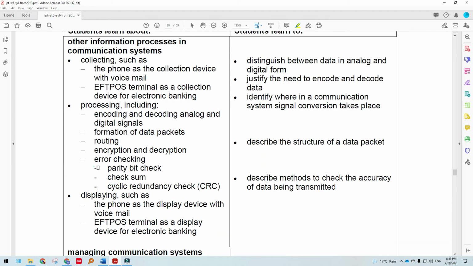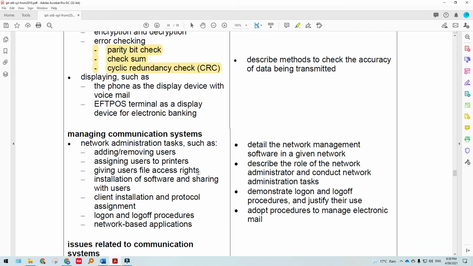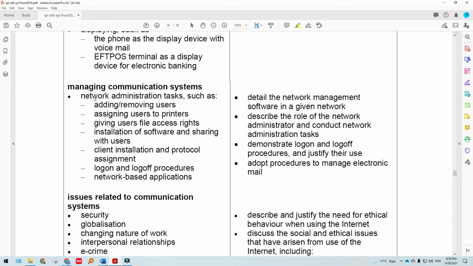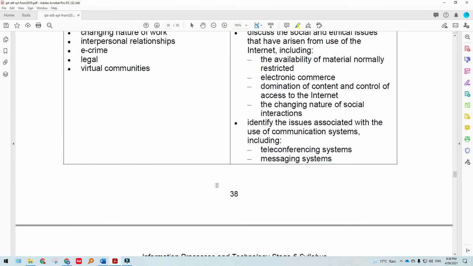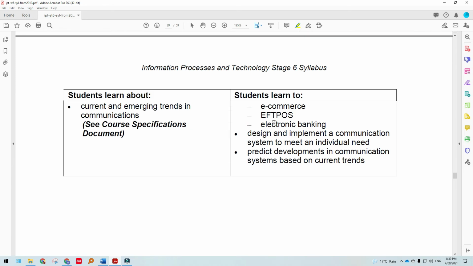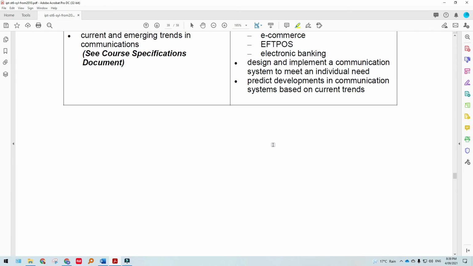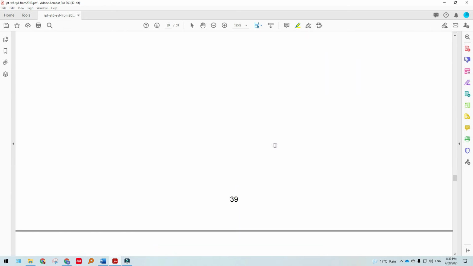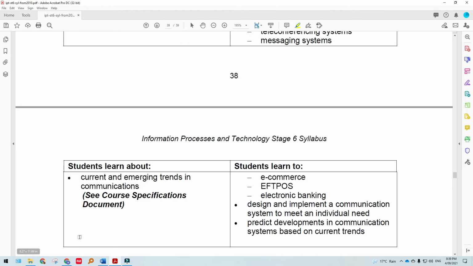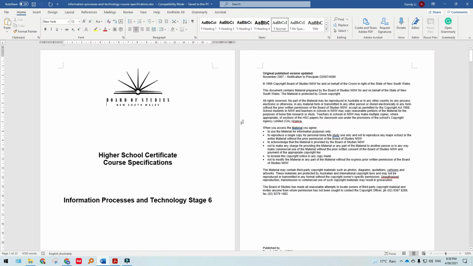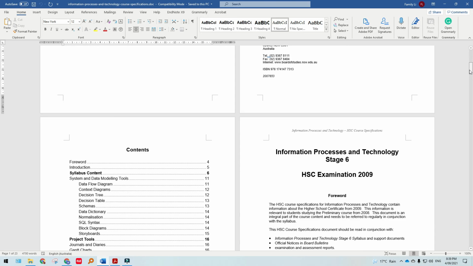Error checking methods: nothing else other than these 3 in communication systems. Network admin tasks, sometimes they give you a multiple choice. These are the things that you need to remember. And that's basically it. Before we move on, let's look at the specs document.